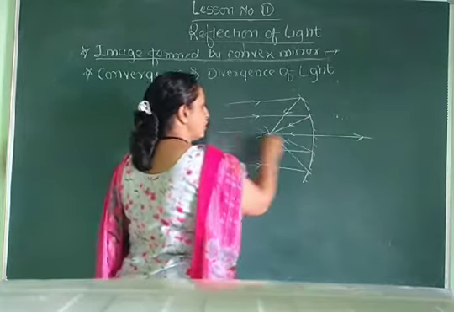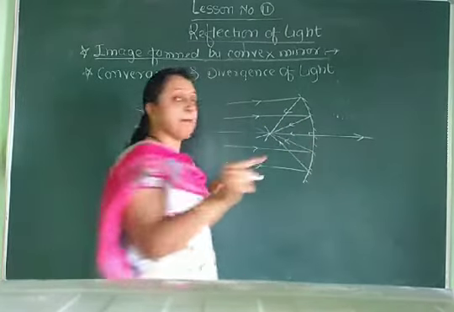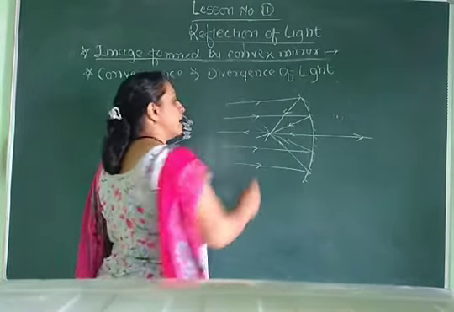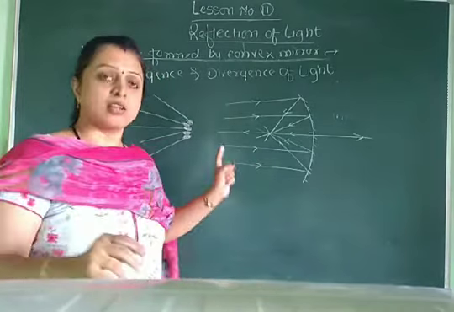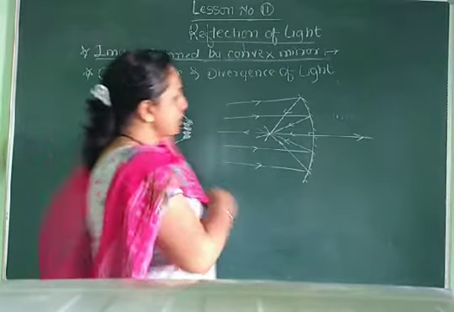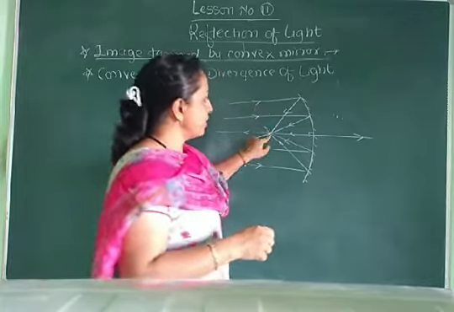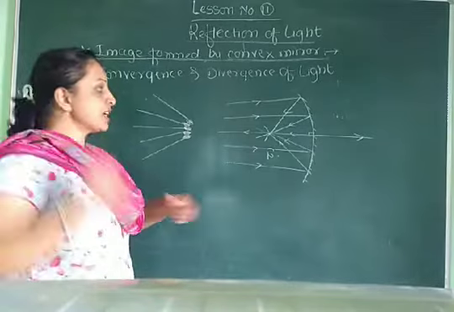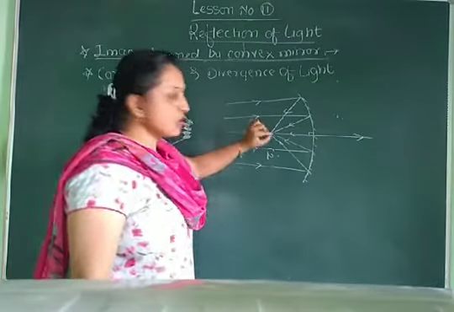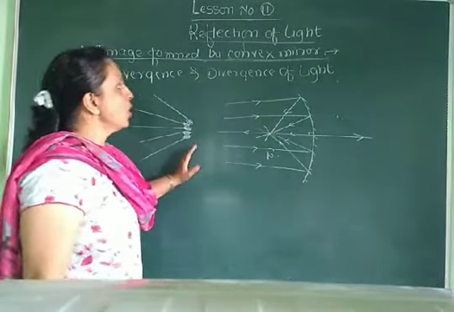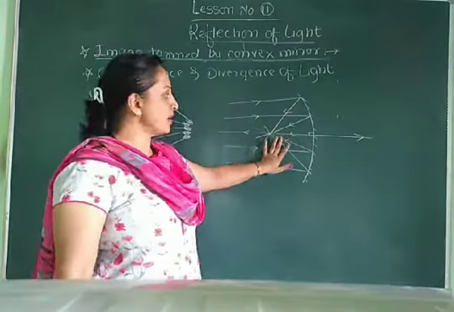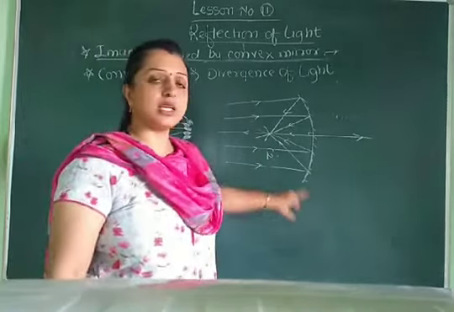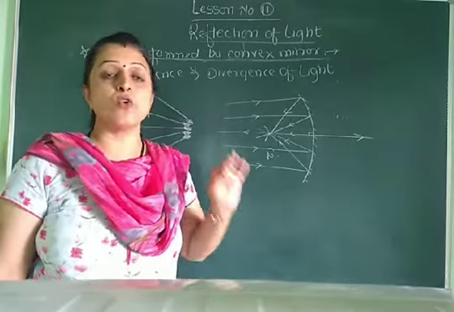The ray which is moving along the principal axis is perpendicular to the surface of the mirror. Therefore, that ray will be reflected along the same path in the backward direction. Remember this. The remaining rays will converge at a single point in front of the mirror, and that point is called the principal focus. You can see here all these rays are converged at a single point. It means this is the convergence of light.